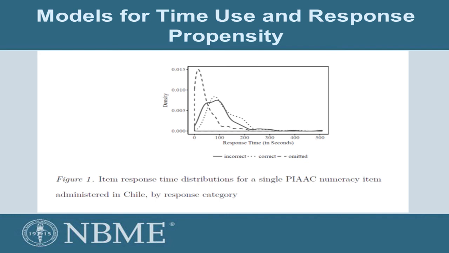Then the incorrect response sometimes has this kind of bimodal distribution. This could actually be sometimes stronger, where the fast incorrect responses look somewhat like omitted responses because they are probably guessing. And then the slower incorrect responses look a lot like correct responses in terms of timing because they're trying but not getting it right. So the incorrect responses are kind of a mix. The omitted responses tend to be fast. The correct responses tend to take longer, at least for somewhat harder items.